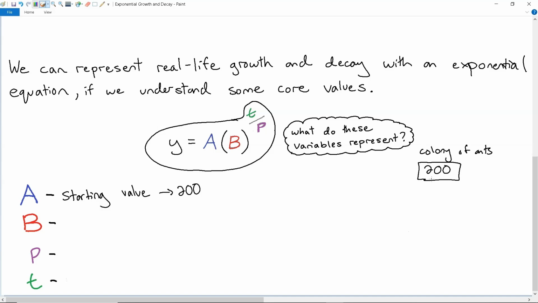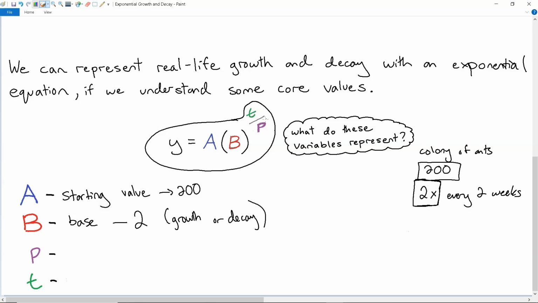So for this example, let's say that we have a colony of 200 ants and their population is being doubled every 2 weeks. So this is going to be our base. Whatever sort of multiplication or division is happening for our original value, that is our base. In this case, it is a base of 2. This represents the general growth or decay in the scenario.